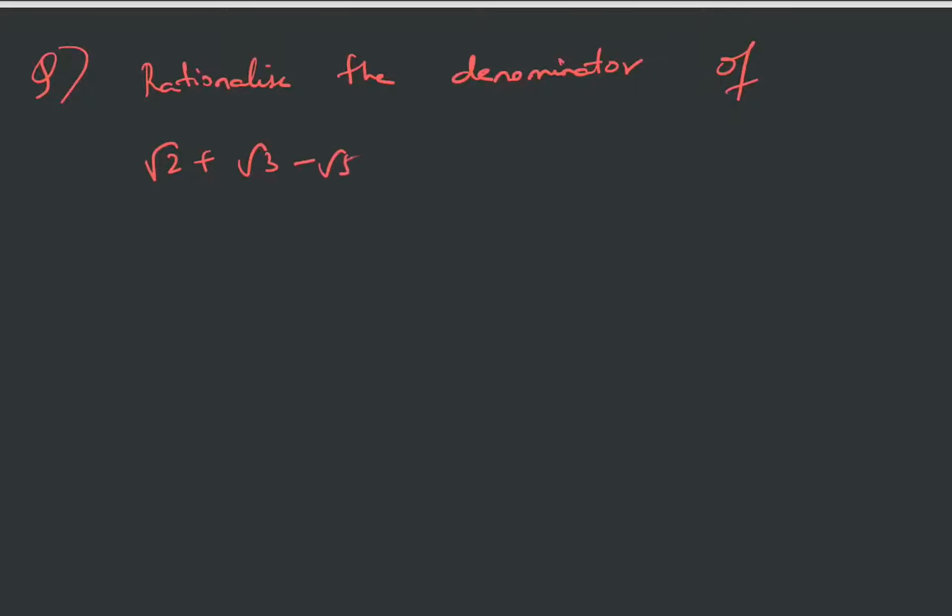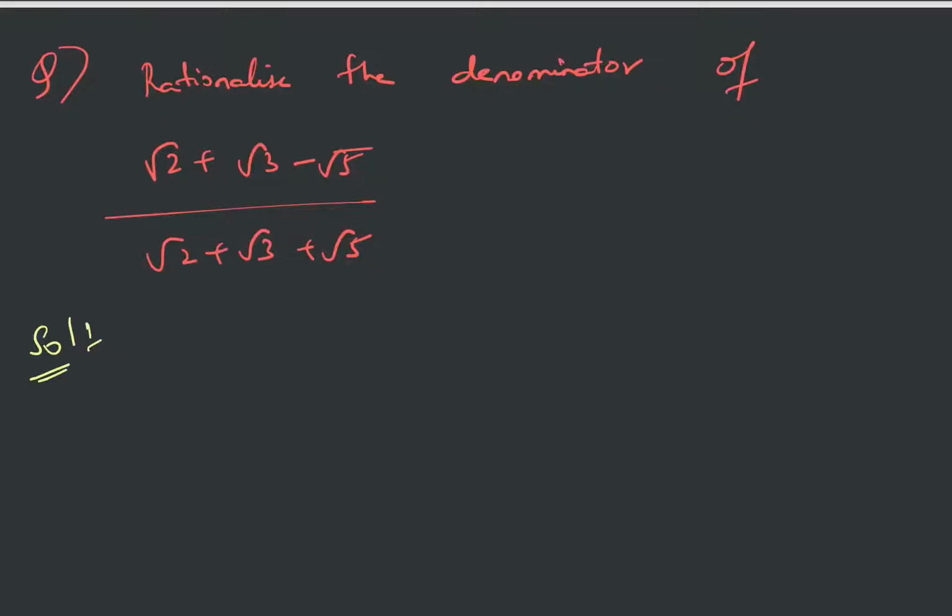So let us try to do some more examples. Say you need to rationalize the denominator of root 2 plus root 3 minus root 5 by root 2 plus root 3 plus root 5. So you need to rationalize the denominator.